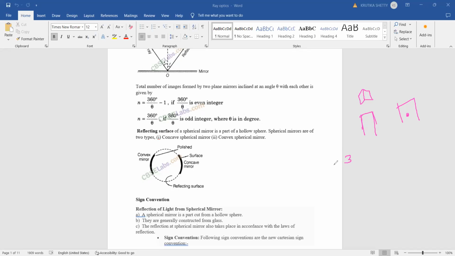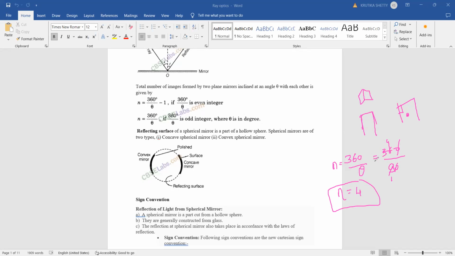That is, n is equal to 360 divided by theta. Here 360 divided by theta means how many angles there are between the two mirrors. Suppose here 90 is there, if you substitute 90 here, this is n is equal to 4. So the number of images formed are 4 here. Understanding?